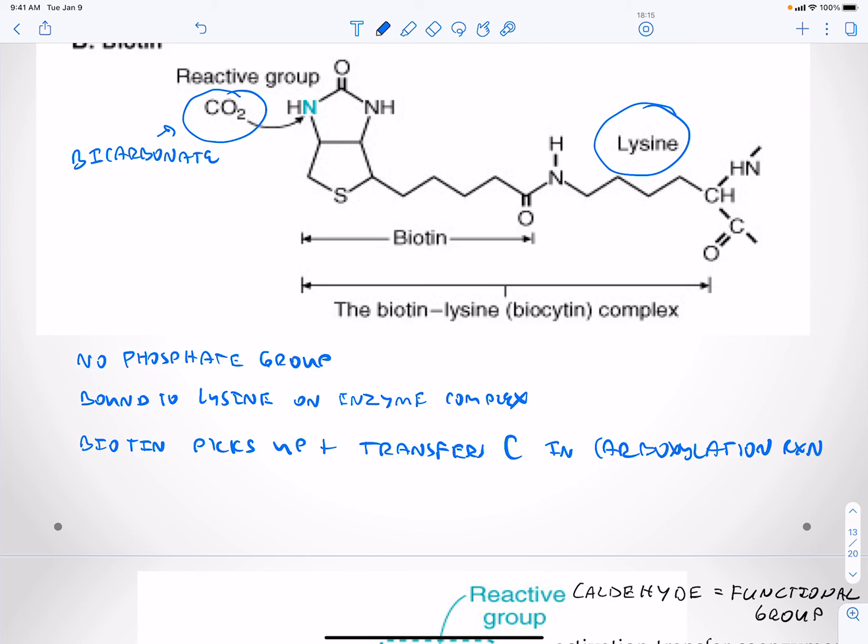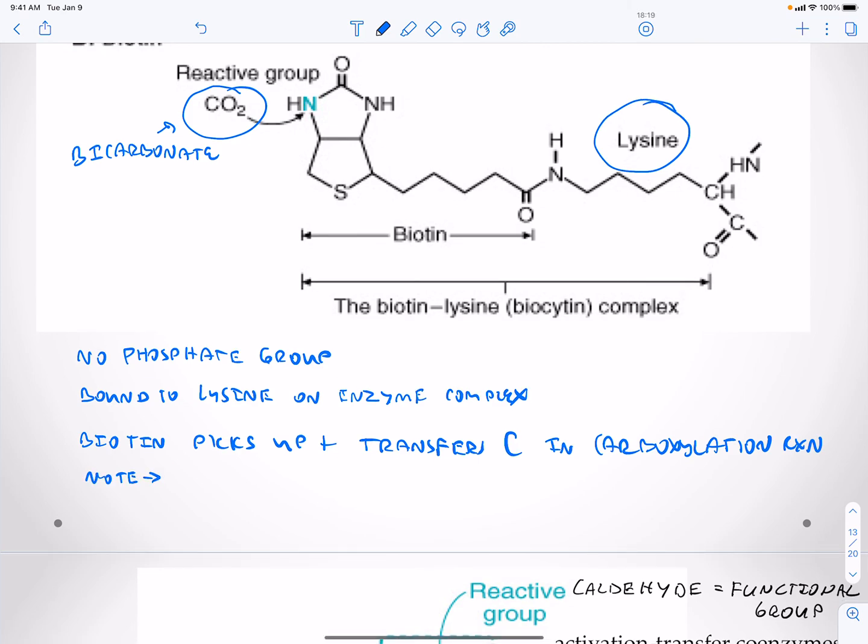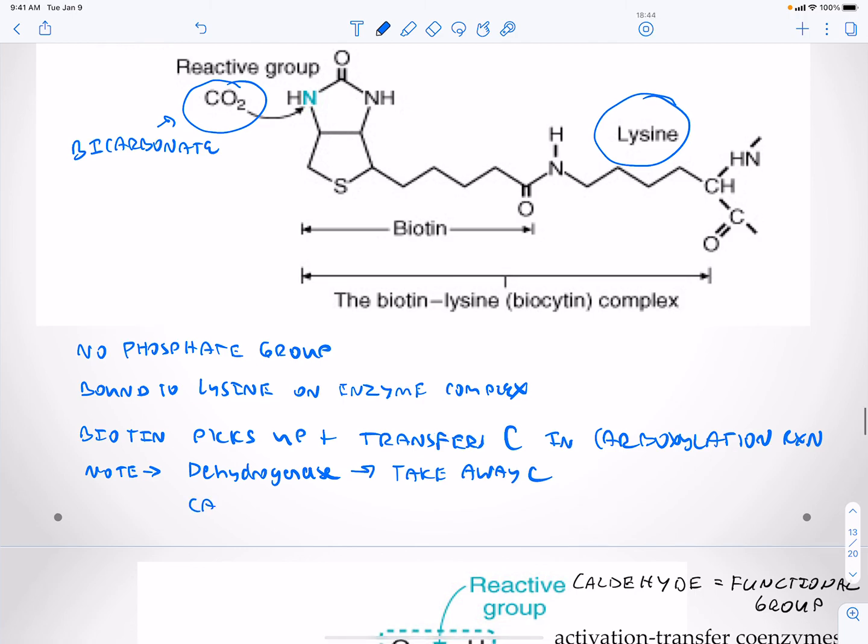So one thing to think about, so here's a note, is that we have our dehydrogenase, which can take away a carbon. And we have our carboxylase, and this can add a carbon. And both are going to be very important, and both, if they occur, are not reversible. So if you take away a carbon, it's not the simple reversion of that chemical reaction to add it back. And the same is true for a carboxylase. If you add a carbon, you can't just go in the reverse. You need another enzyme in order to do that.